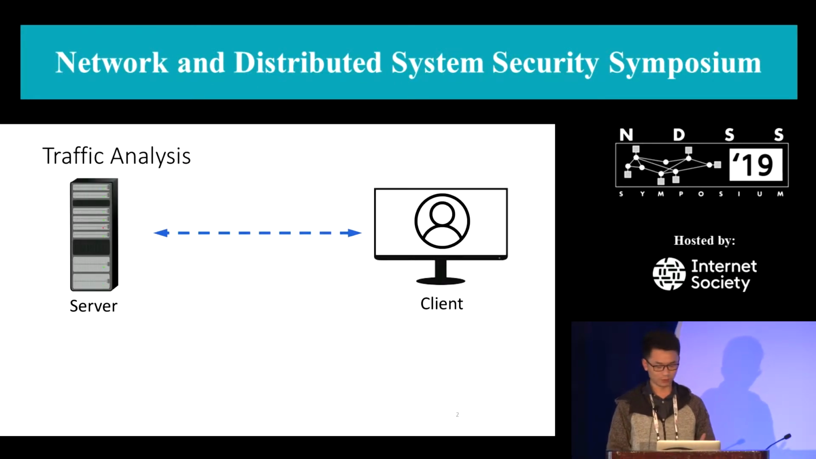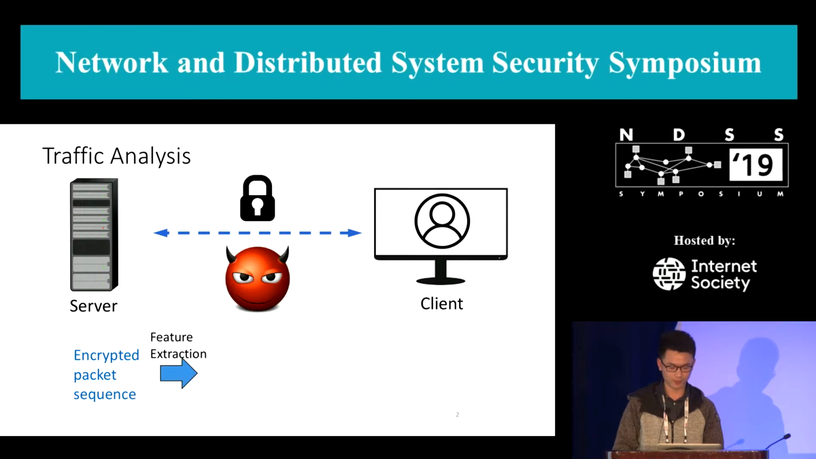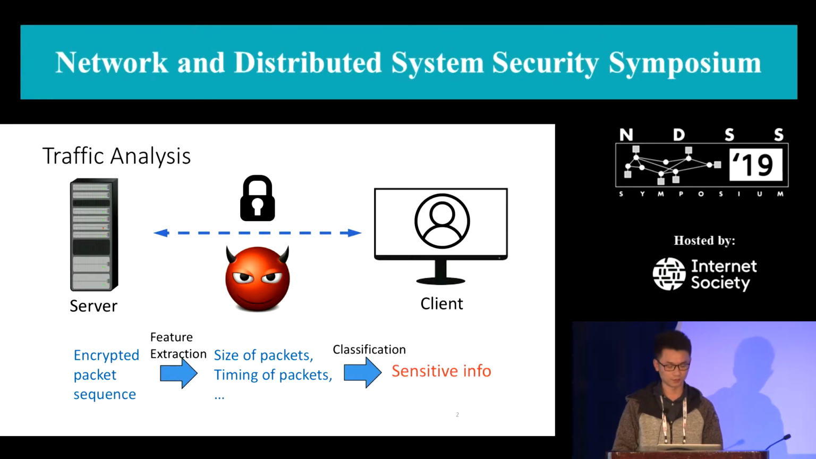Nowadays, when we browse websites, usually the network packets are encrypted to avoid information leakage. However, recent studies have shown that despite the encryption, sensitive information can still be learned from the encrypted packet sequence using machine learning techniques. The traffic analysis attacker can extract features from the encrypted packet sequence, such as size and timing of packets, and perform classification on the features to infer sensitive information.